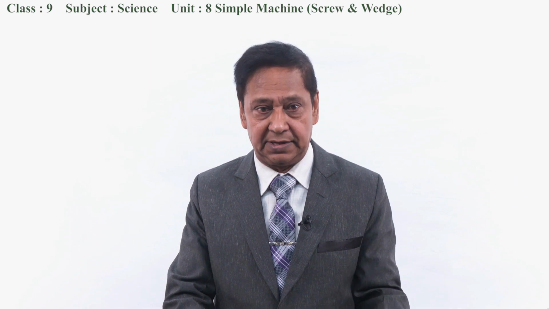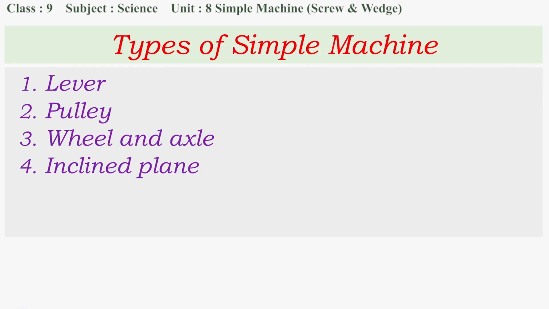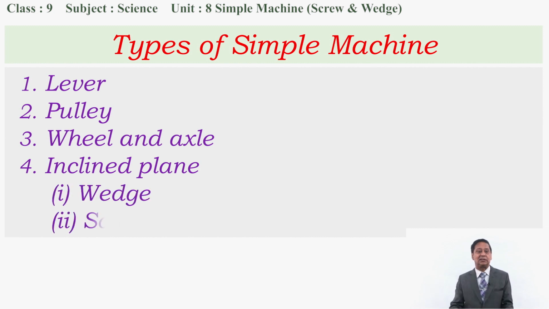Types of simple machine. We know that there are four basic types of simple machine: lever, pulley, wheel and axle, and inclined plane. And all these were taught in the previous class, but today we are talking about the wedges and screw, which are considered to be the changed version of inclined plane. Actually, wedges and screw are inclined plane. They are the changed version, or we can say the modified version of inclined plane.